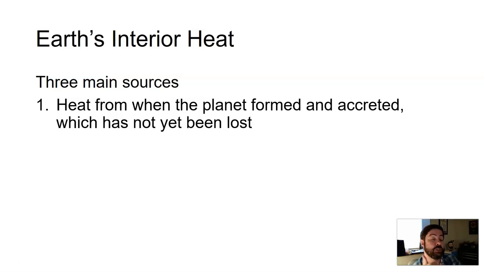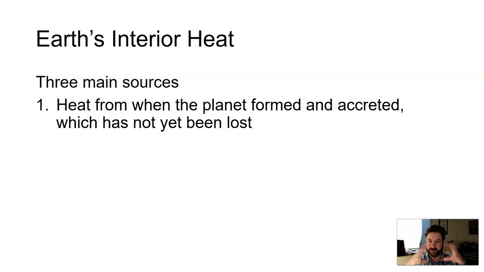One, there's still some heat left over from when the planet formed and came together, accumulated, which has not been lost yet, even 4.56 billion years later. The Earth was so big, there were so many collisions happening. Remember, they started off as small little pieces, then bigger and bigger, just getting squished together. The early Earth was just a hot, molten ball of rock, lava and magma.